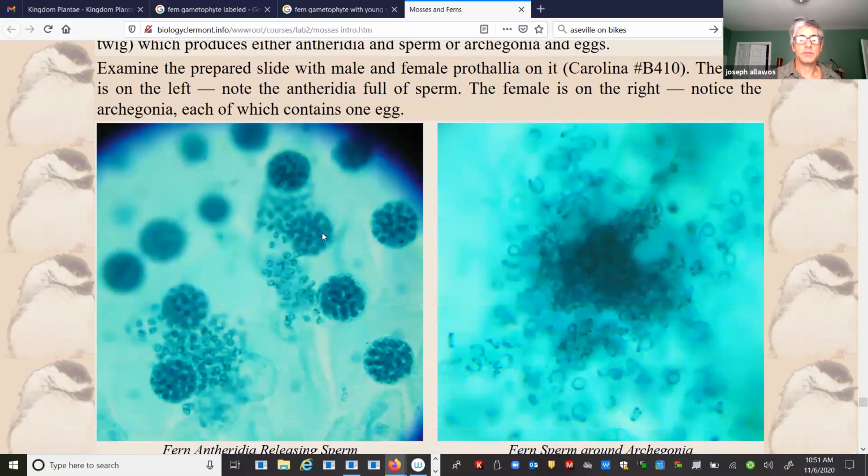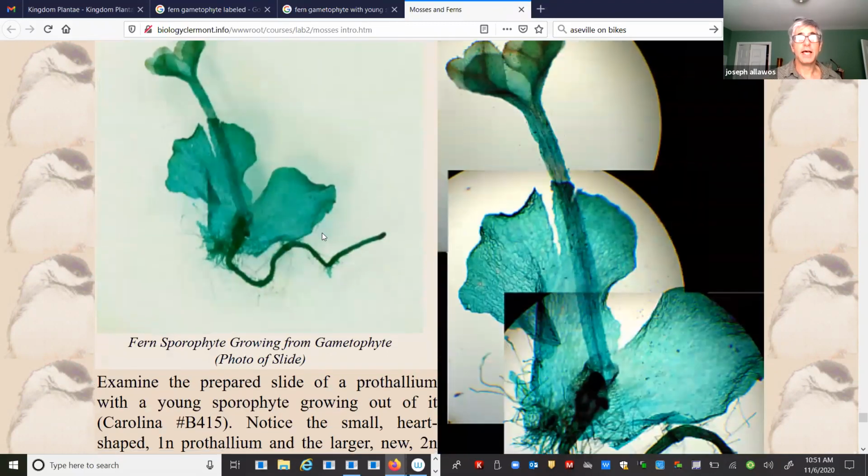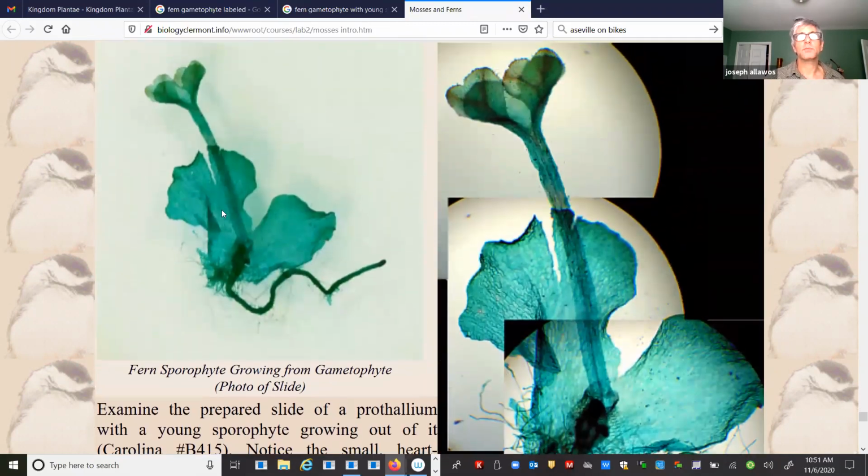I should save this site here. This is a great site. And that's what I wanted to show you. See the gametophyte with the little baby sporophyte growing out of it. Isn't that beautiful? Okay. All right. Awesome, y'all.